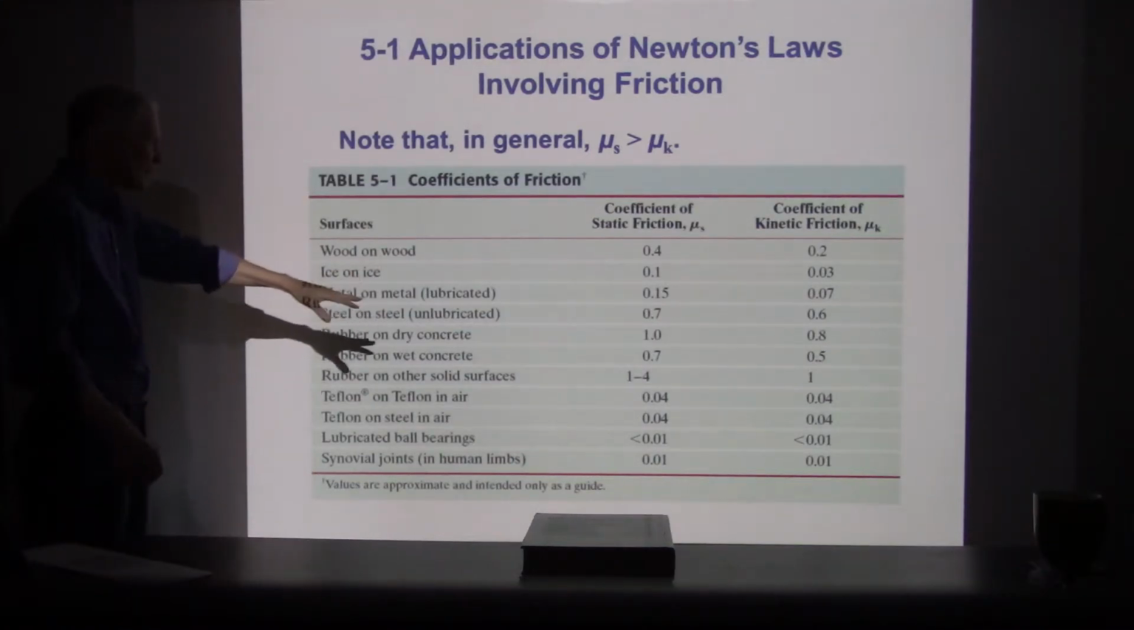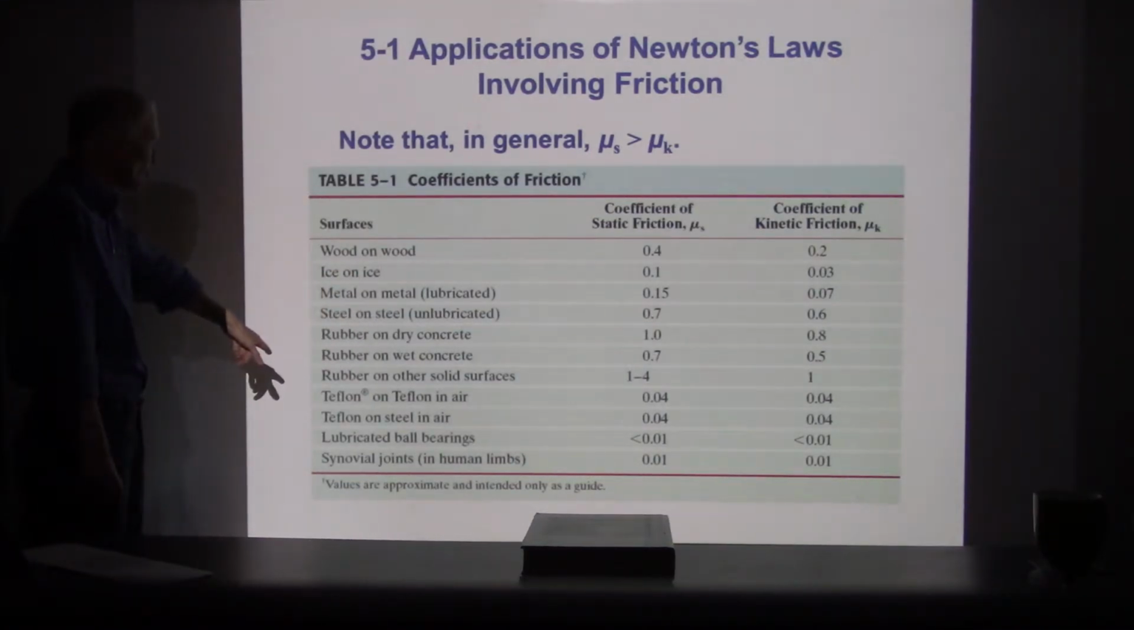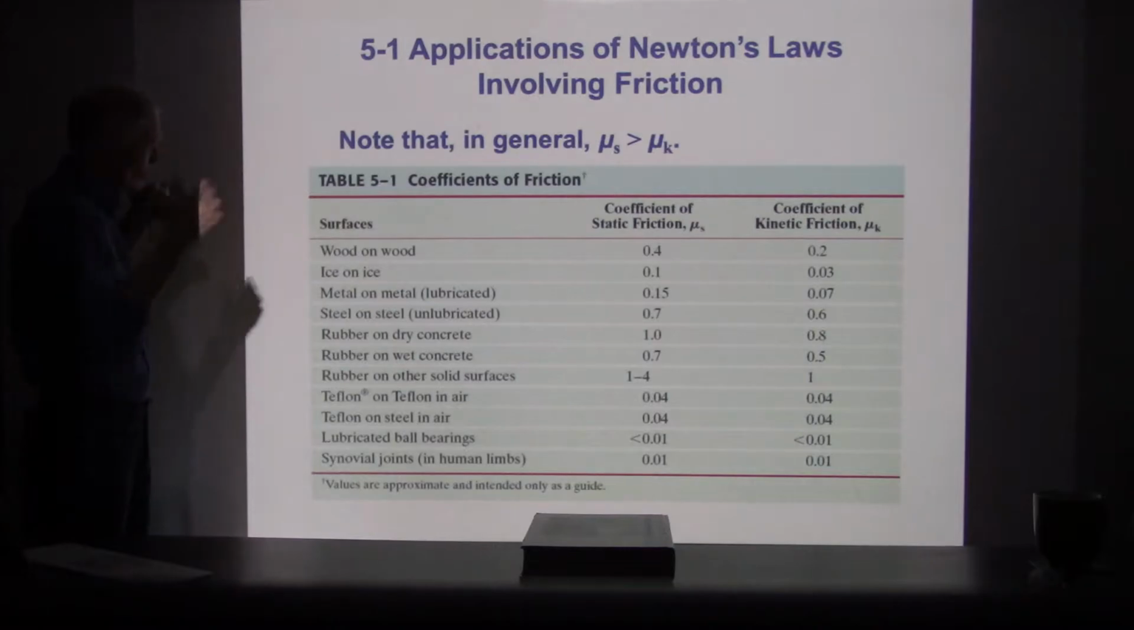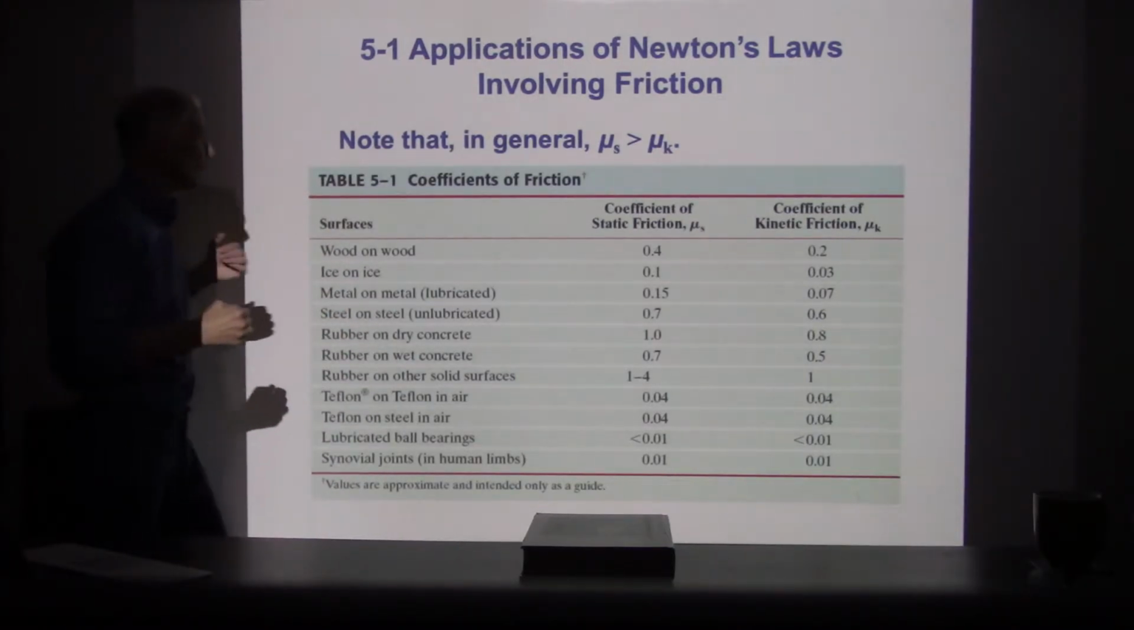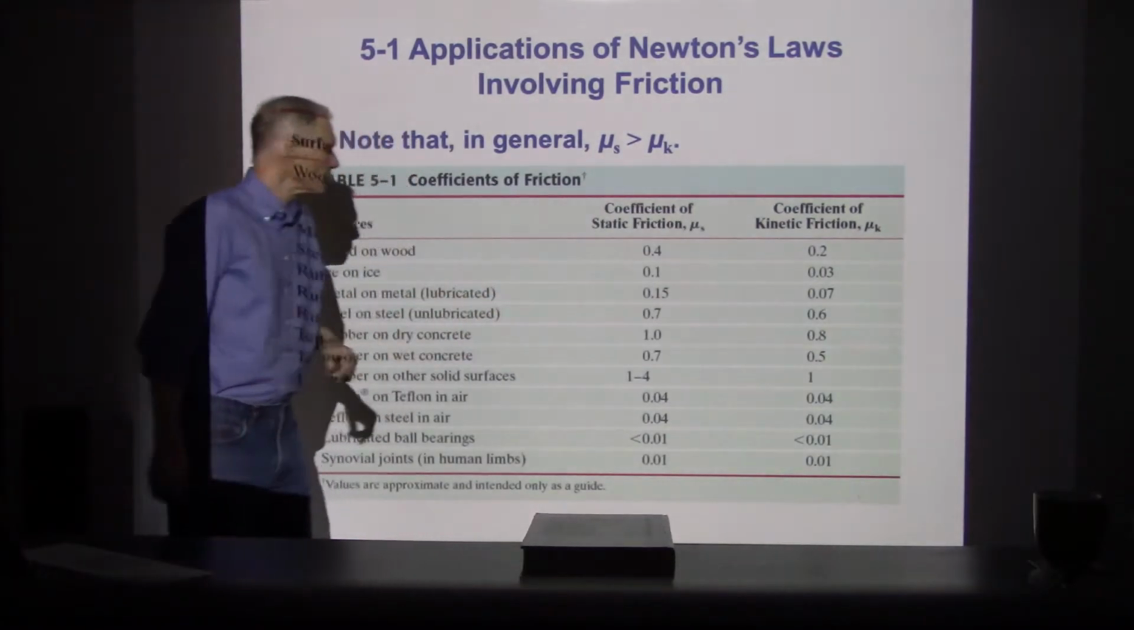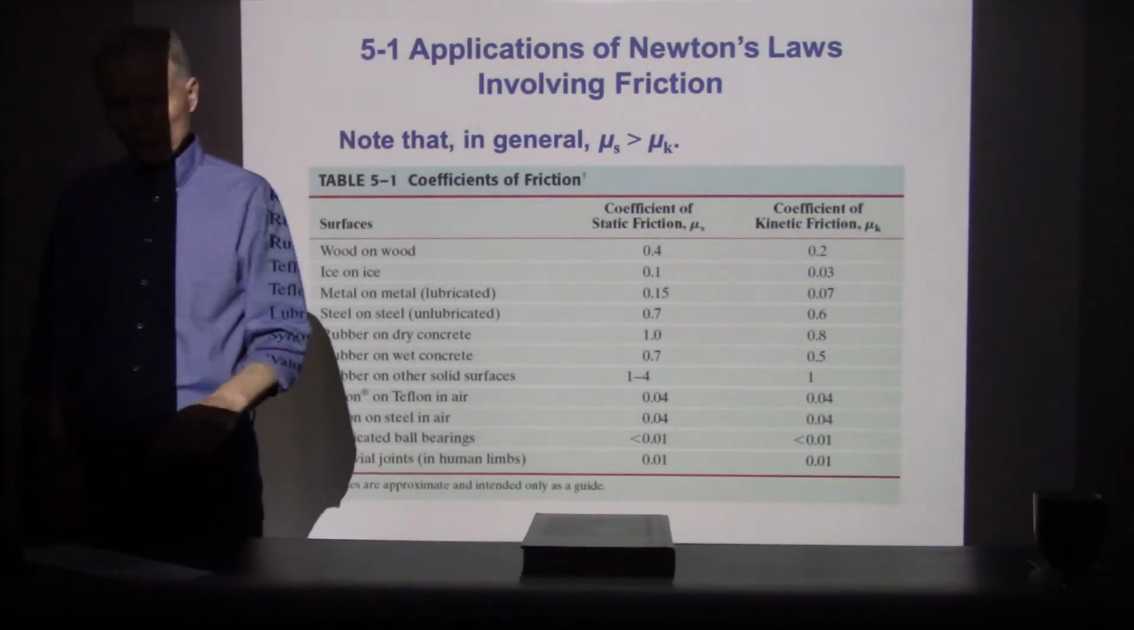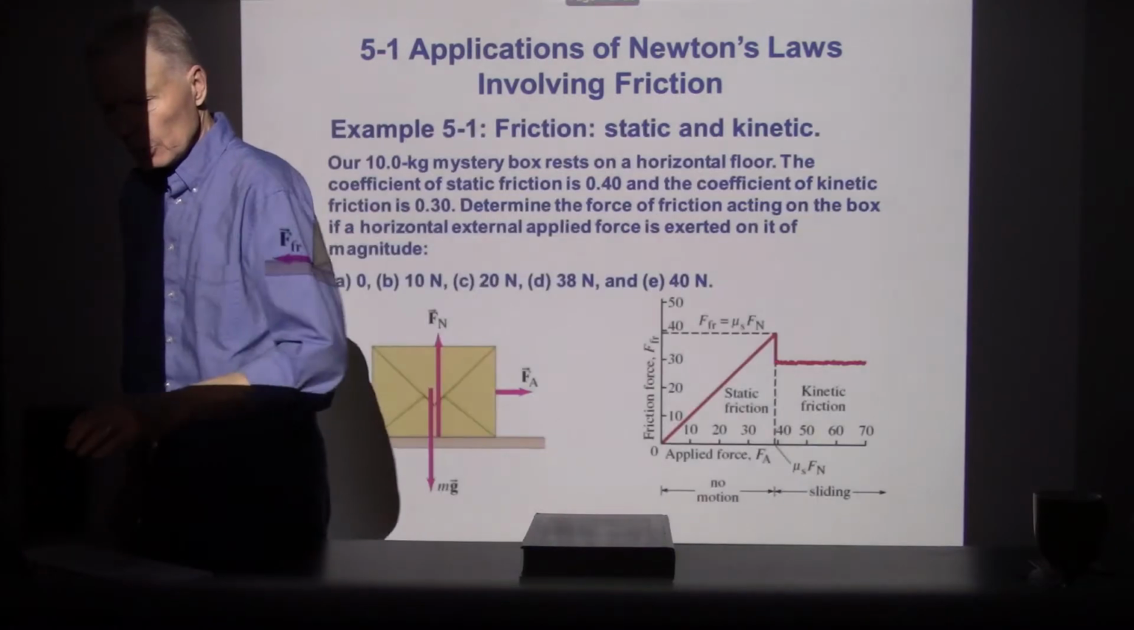So you can see some of these synovial joints in your limbs. There's my elbow, there's my shoulder. Coefficients of kinetic friction, 0.01. Feels pretty good with those low frictional coefficients.